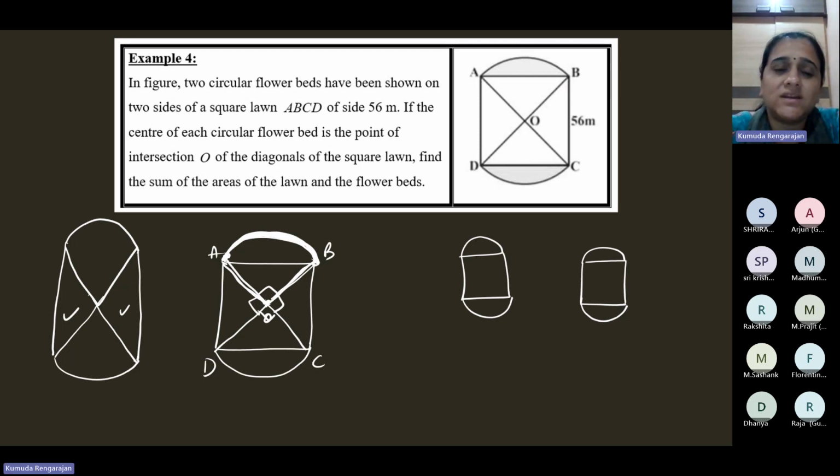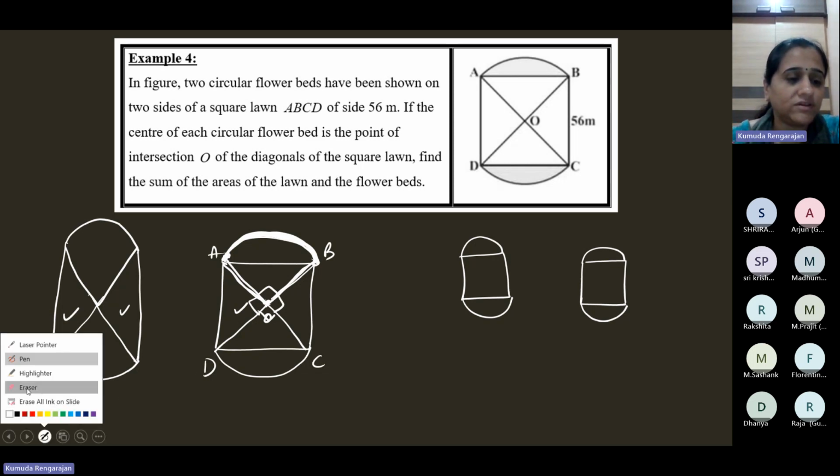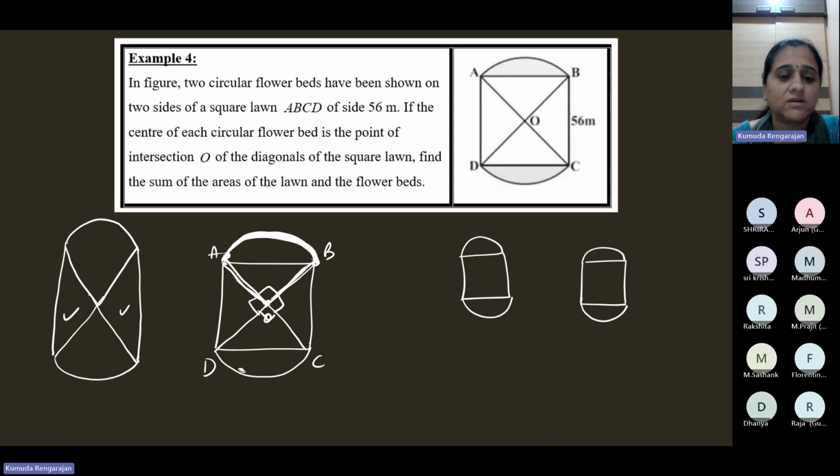So now when we say circular flower beds, for anything circular, you need only one value, which is the radius. If you have the radius, you can answer any question. And for a triangle, it depends on what formula you have to use. So this is a right triangle, so half base into height. You need the base and height to find the area of this triangle. So now let's start with finding the radius of the circular flower beds.